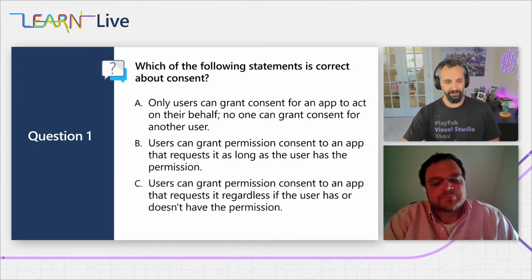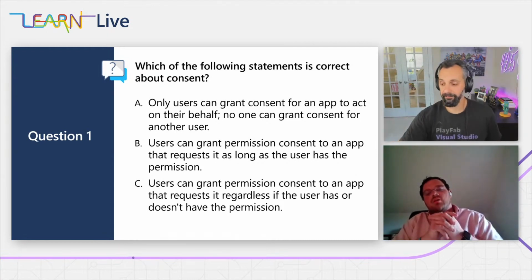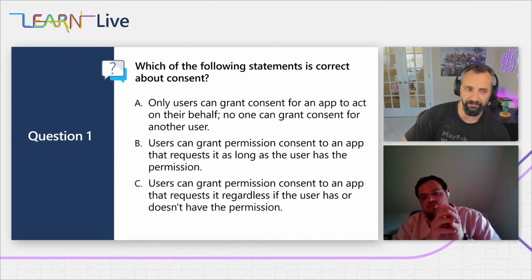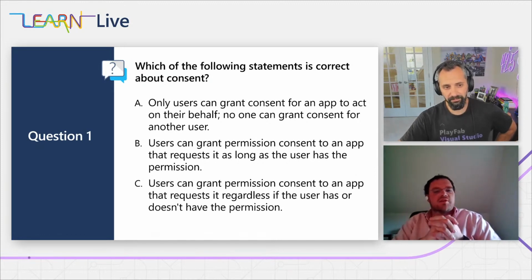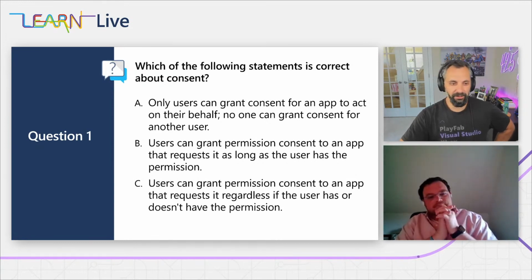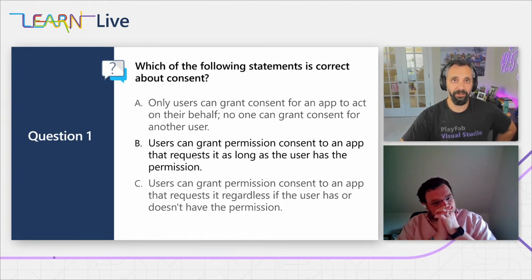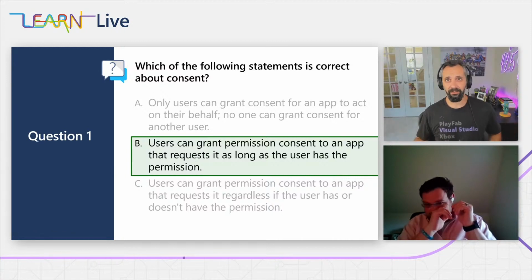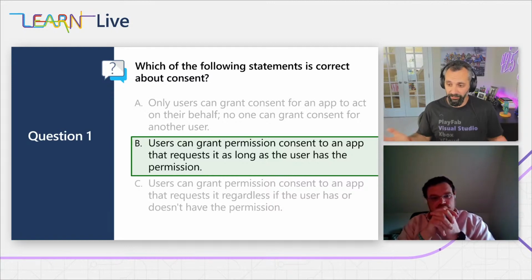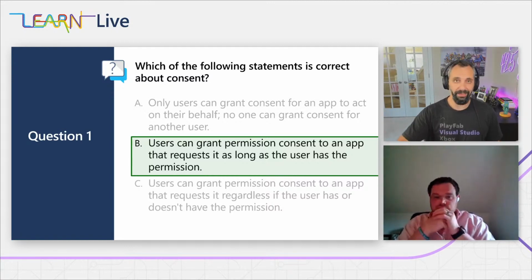Yeah. So if we look at the other ones, only users can grant consent for an app to act on their behalf. So that part's true to a degree. No one can grant consent for another user. That seems a little extreme. So what do you think? I would say it's B. Yeah, I think it's B too. Because it's where users can grant consent if they have the right permission, and if you're not admin, they cannot grant consent for everybody in the organization. Therefore, it's definitely not A.